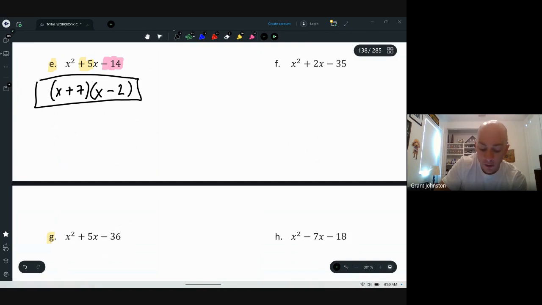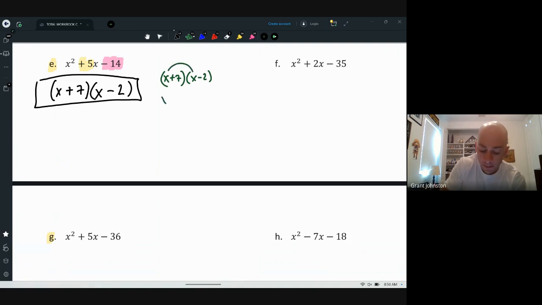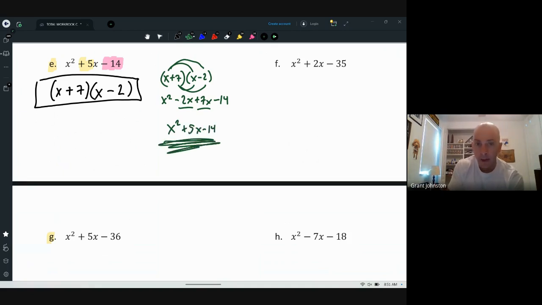Again, we can distribute to check to see if this is correct. Let me do that. Again, you don't have to write this if you don't want to. But I distribute x to the second, I distribute negative 2x, distribute 7x, distribute negative 14, combine my like terms, negative 2 plus 7 is 5x. Look at that. That is the original expression, meaning I did it right.